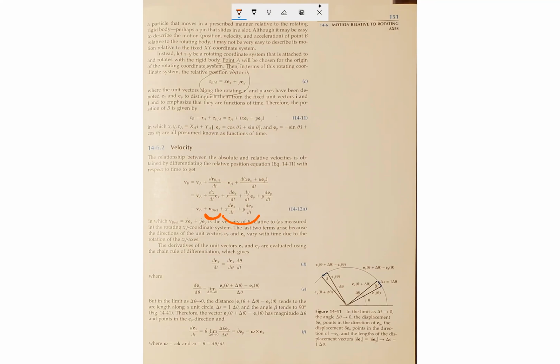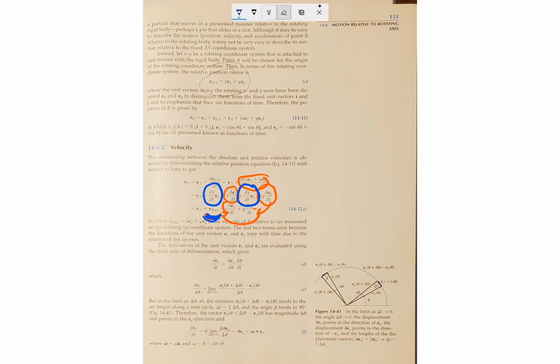Well, if you do the product rule yourself, then hopefully it is pretty straightforward that you're going to get these two terms. And those two terms are what's being carried over to this part of the equation. Okay, so that means that what's left over, this dy/dt e_y and this dx/dt e_x, must be turning into this velocity of B relative.